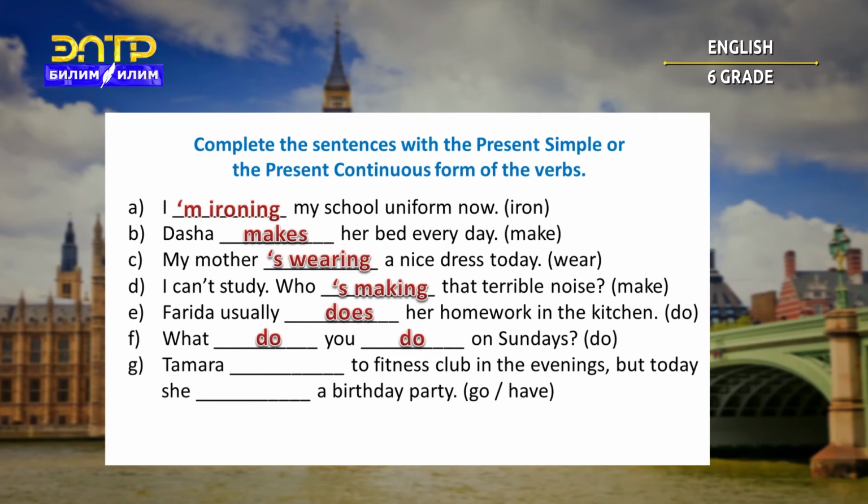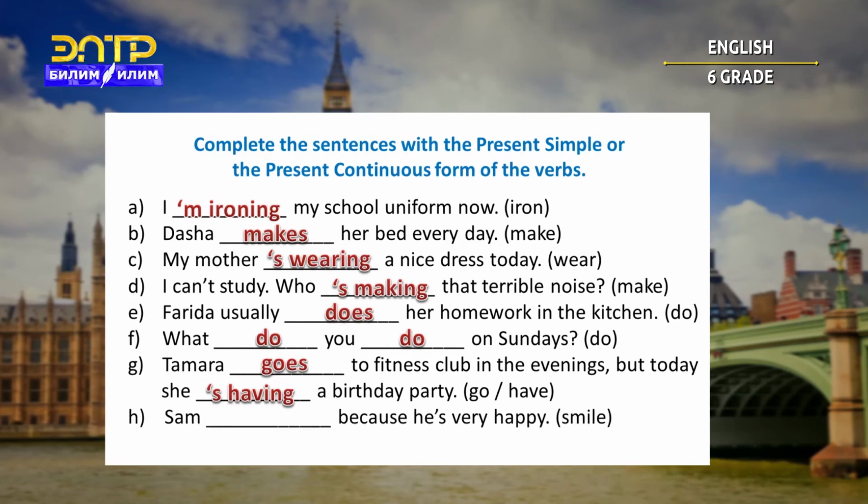G. Tamara goes to fitness club in the evenings, but today she is having a birthday party. The first verb goes is present simple because it happens every evening. But today she is having a birthday party. This is an action happening today, so this is present continuous. H. Sam is smiling because he is very happy. This is an action happening right now, present continuous.